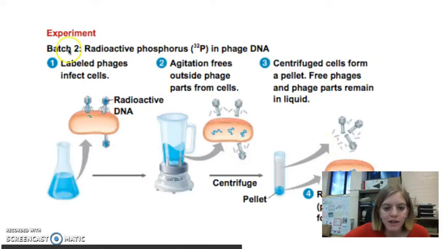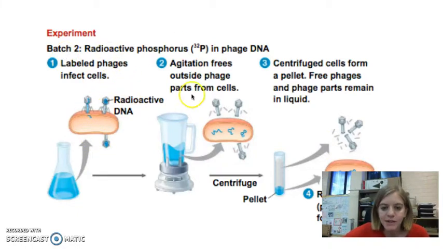They do the same thing with the DNA. So they have the labeled radioactive DNA phages. They let them infect the cells. They agitate them so that the DNA can be released into the cell. And then they take a sample and observe the end results.